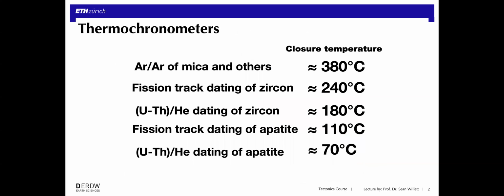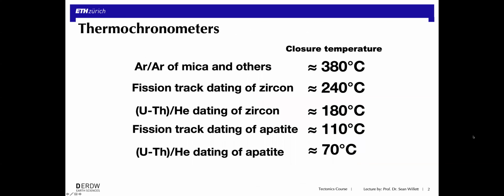So there are a number of different systems, and each of these has a different closure temperature. And again, to define closure temperature, this is the temperature or an approximate temperature above which a daughter product is not retained in the crystal, and at lower temperatures that daughter product is retained.